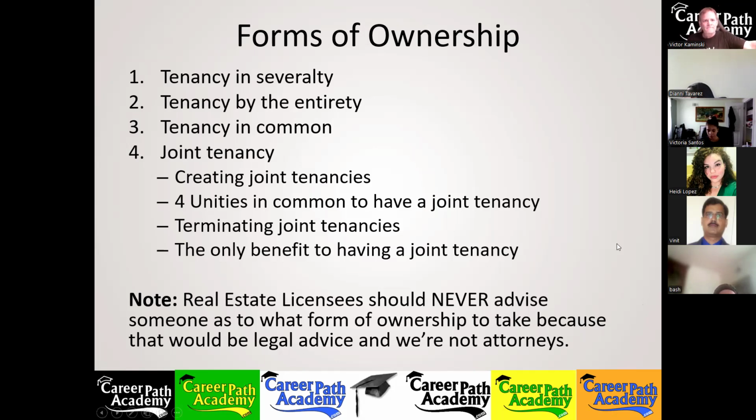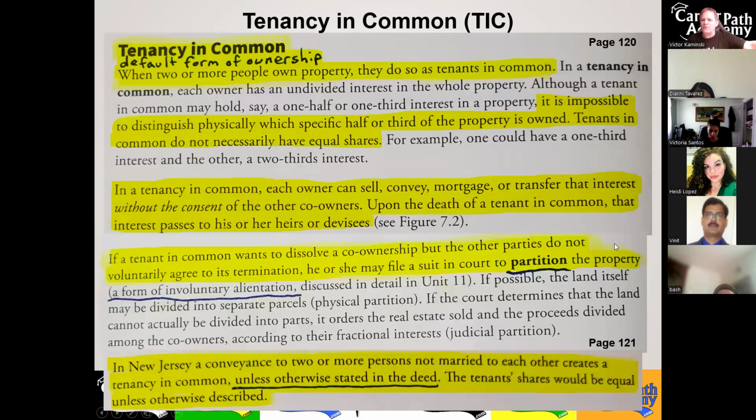All right. So let's get into the next form of ownership, which is tenancy in common. In the commercial real estate world, they often refer to it as a TIC. They love their acronyms in commercial real estate. So a TIC, or tenancy in common, is the default form of ownership. When there are two or more people that own property, they do so as tenants in common. In tenancy in common, each owner has an undivided interest in the whole property, although the tenant in common may hold, say, a 1/2 or 1/3 interest in the property.